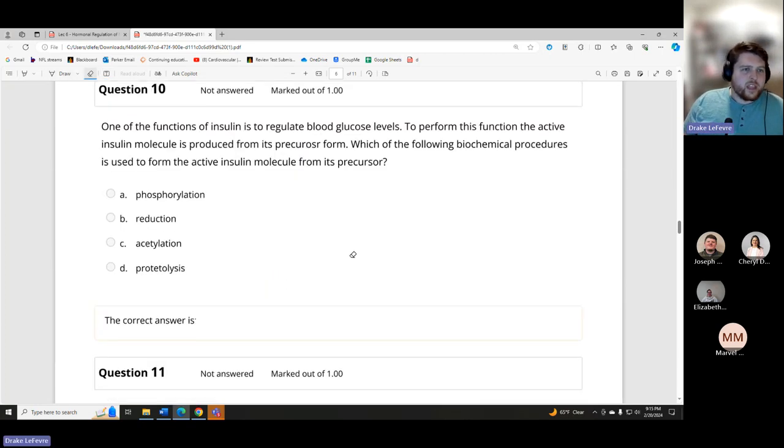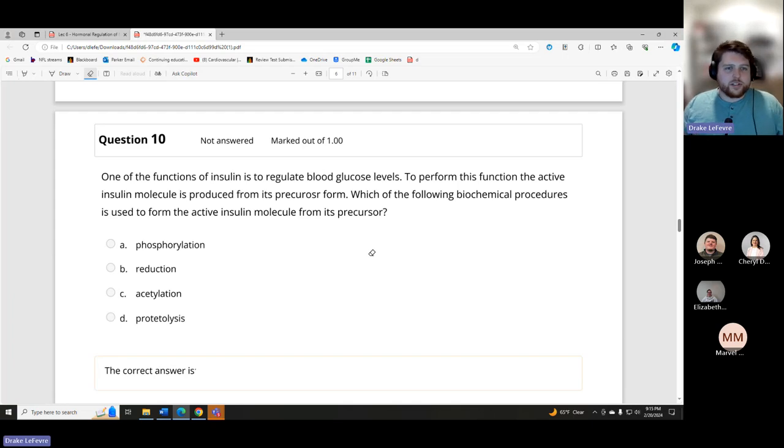Great job. One of the functions of insulin is to regulate blood glucose levels. To perform this function, the active insulin molecule is produced from its precursor form. Which of the following biochemical procedures is used to form the active insulin molecule from its precursor?